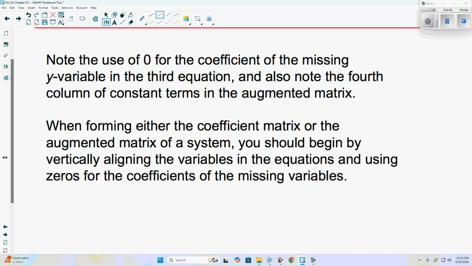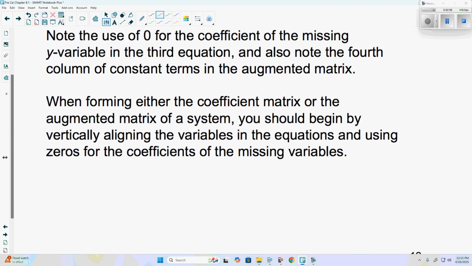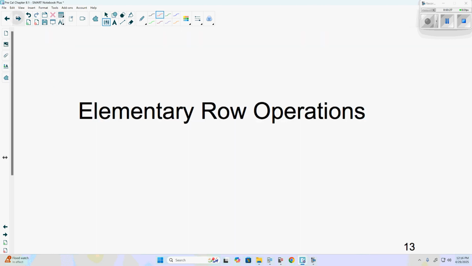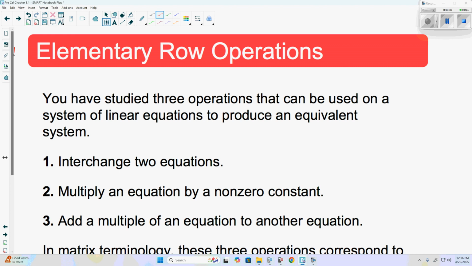Note the use of 0 for the coefficient of the missing y variable in the third equation, and also note the fourth column consists of the constant terms in the augmented matrix. When writing the coefficient matrix or the augmented matrix of a system, you should begin by vertically aligning the variables. Again, the variables have to match up. If we go x, y, z, the numbers in each of the columns should be the x, the y, and then the z. They have to line up. Otherwise, it's going to mess everything up.